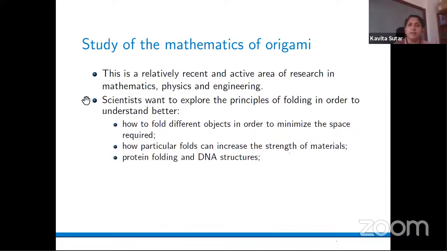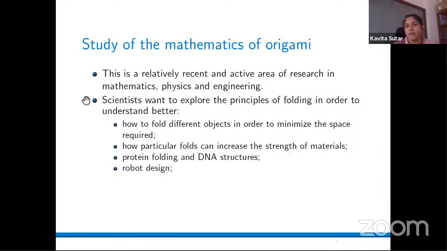In medical sciences, protein folding and DNA structure. You might be aware already that the protein in our DNA is formed by protein structures which are folded in a particular manner. And these folds are extremely important. If something goes wrong with these folds, not only with the sequence but also with the folds, then it can create mutations which are not good for humans or any other creature. So people have studied how this protein folds, and it has very close connections to origami.